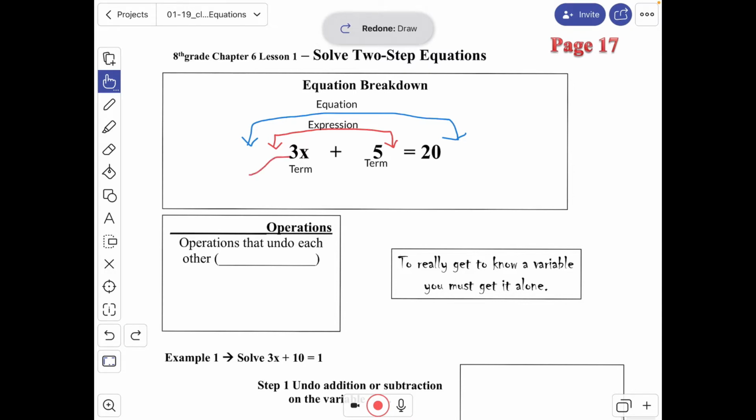In the 3x term, the 3 is called the coefficient. The x is the variable. And the 5, he's all there by himself, is called the constant.